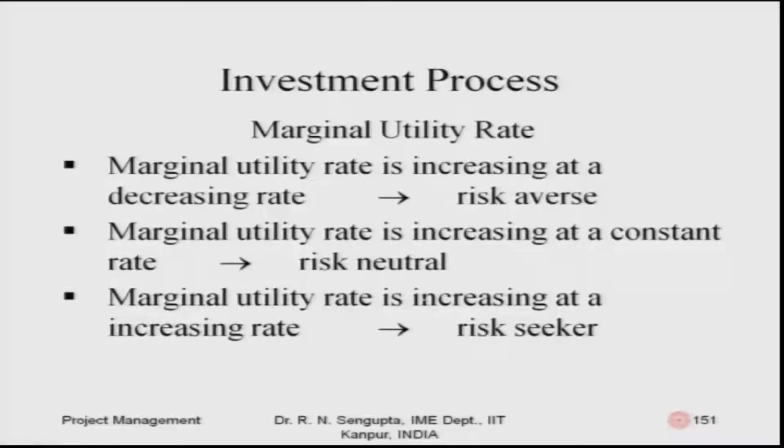So, marginal rate increasing at a decreasing rate means a risk averse person, as I just mentioned a minute back. Marginal rate increasing at a constant rate, which is a straight line, is risk neutral, and marginal rate increasing at an increasing rate, the red one, is a risk seeker.